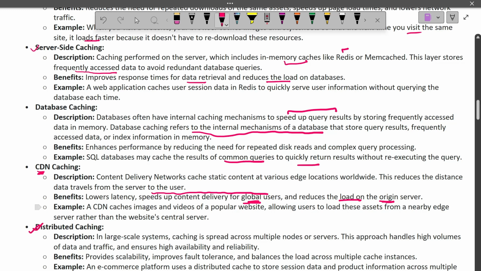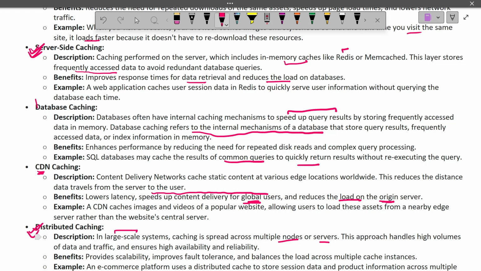Next is distributed caching. Distributed caching and server-side caching, both of them are very prevalent nowadays. Now, why has distributed caching come into place? Because in large-scale systems, the caching is spread across multiple nodes. You cannot have just one single cache server. What if that server goes down? We don't want to have a single point of failure.